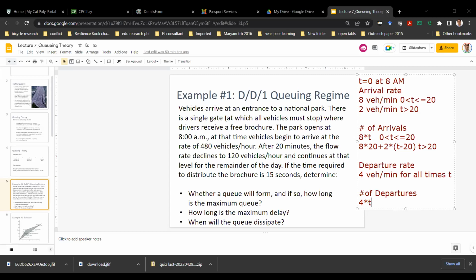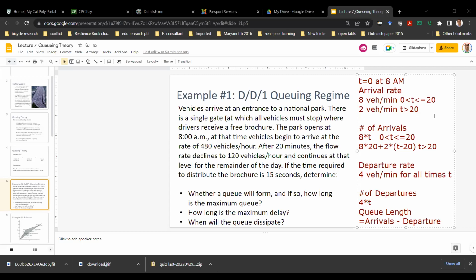A queue can form anytime the number of arrivals exceeds the number of departures. Okay, that's the definition of the queue. So if you want to define queue length, it's always arrivals minus departures. Subtract the departures from arrivals. So anytime arrivals exceed departures, I will have a queue.